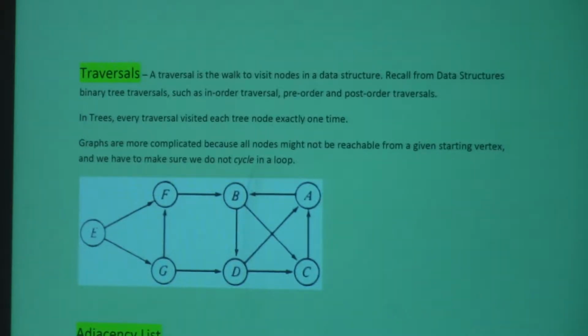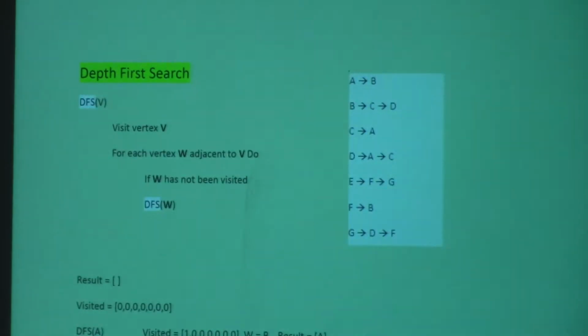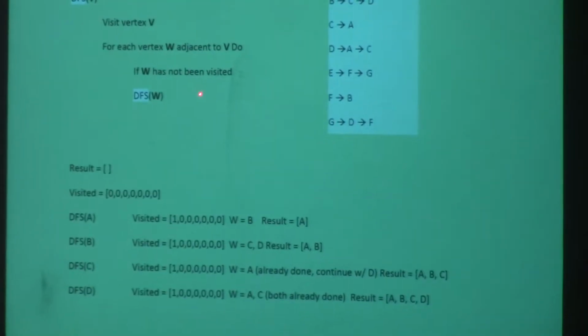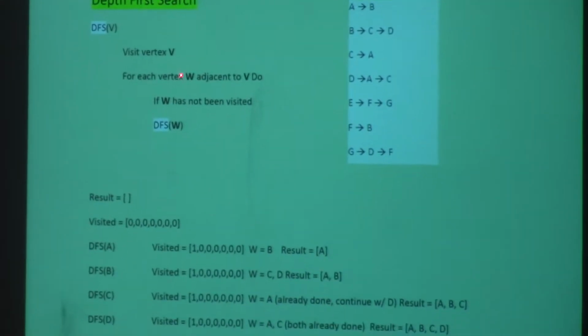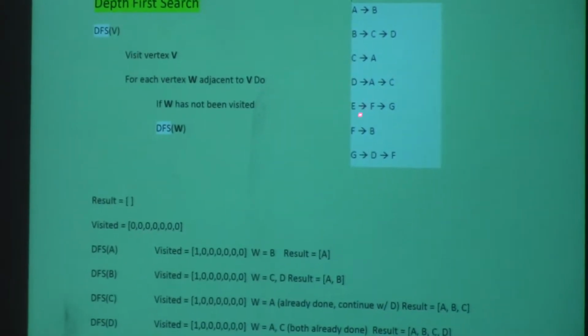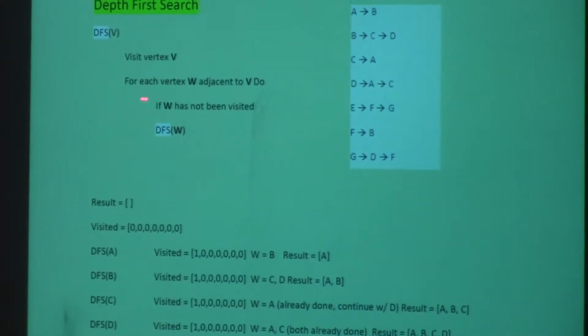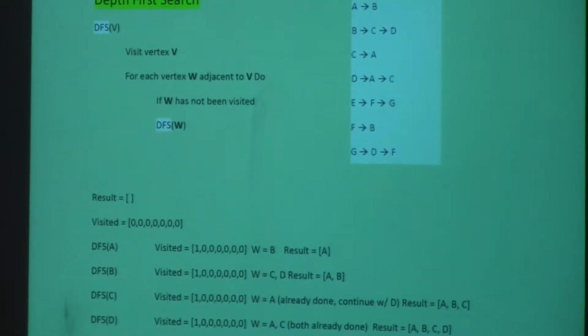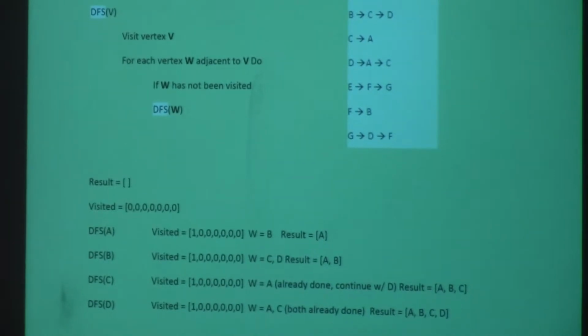All right, so that's the idea, and the algorithm is outlined here. I'm not going to bother with this too much. Visit vertex V. So DFS of A, A comes into here. The vertex you're given, you visit it immediately for depth first. Then for all the neighbors W adjacent to V, we're going to loop. So if we start at E, our loop for W will take on the value of F and then of G. For each neighbor W adjacent to the vertex, if W has not been visited, DFS of W. So you start recursing immediately.